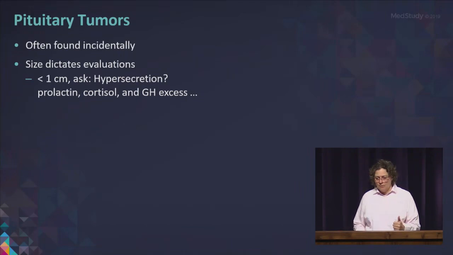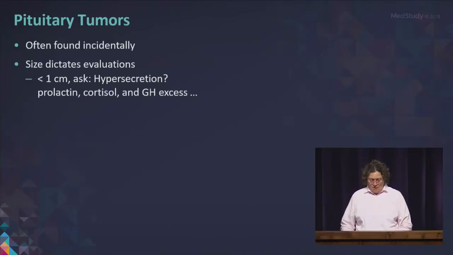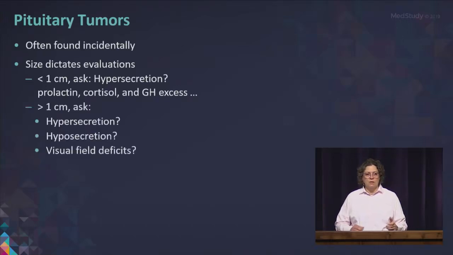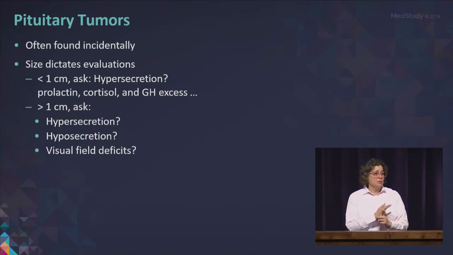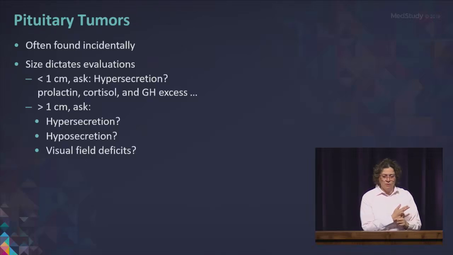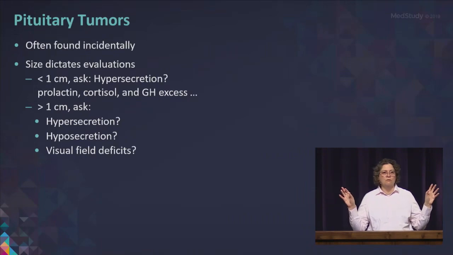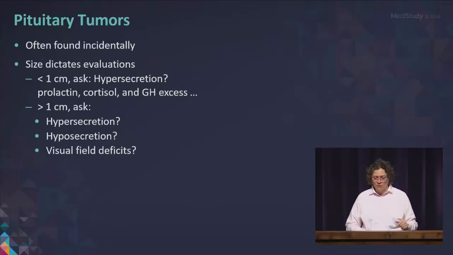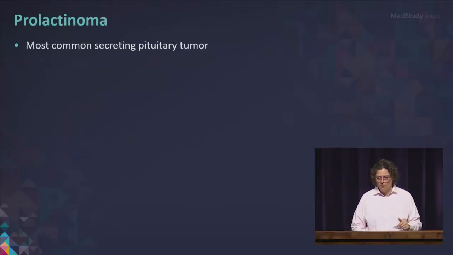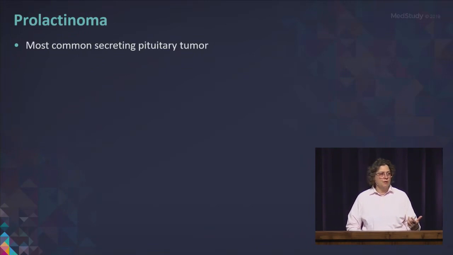If it's less than a centimeter, you're asking, is there hypersecretion? If it is greater than a centimeter, you're asking, is it making hormones? Is it so big that it's squishing the pituitary gland and it can't make the other hormones? And is there visual fields deficits, okay? Because you want to get formal visual fields testing in these people to make sure that there's not compression of the optic chiasm. So prolactinoma would be the most common secreting pituitary tumor that you're going to find.